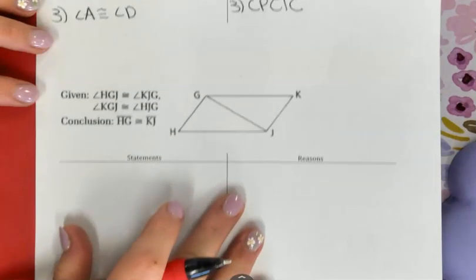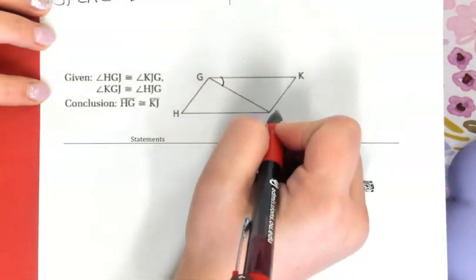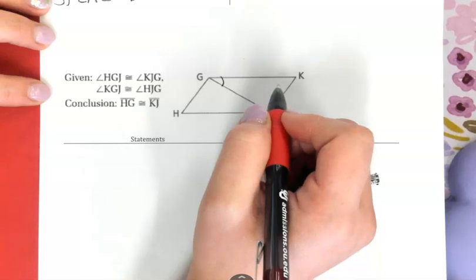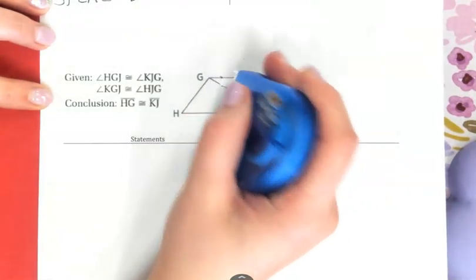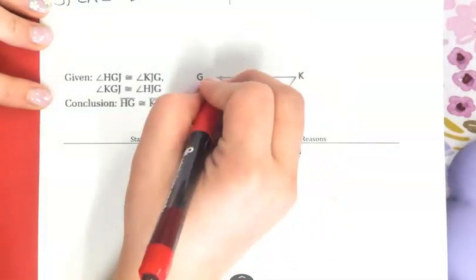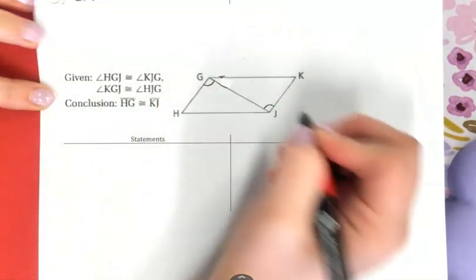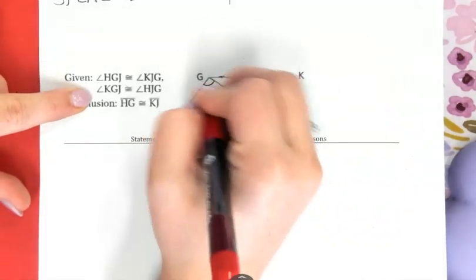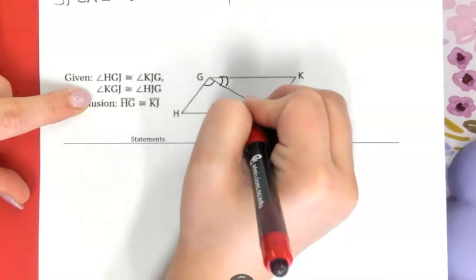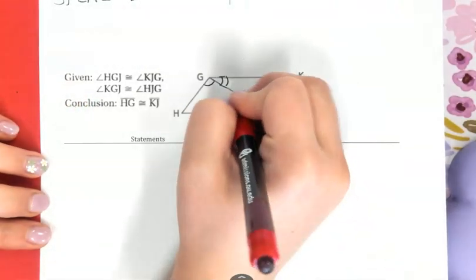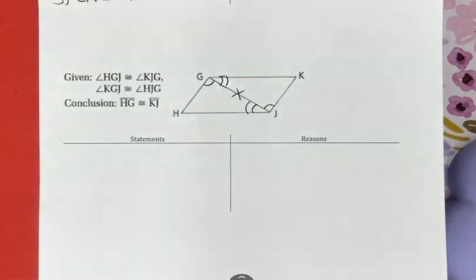Okay. Moving on to our next example, angle HGJ is congruent to angle KJG. I had that on the wrong side. Whoopsie. HGJ is over here. Here is HGJ. Here is KJG. And then angle KGJ is congruent to angle HJG. Okay, I can also see that these triangles are sharing a side. So it's going to be congruent to itself by the reflexive property.